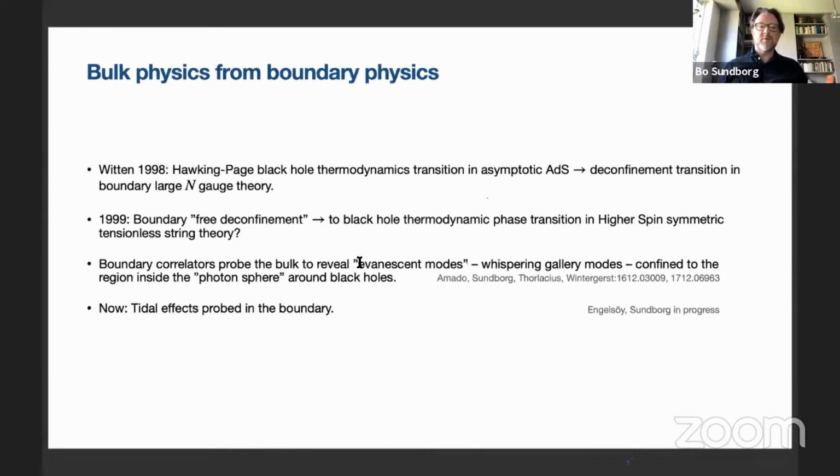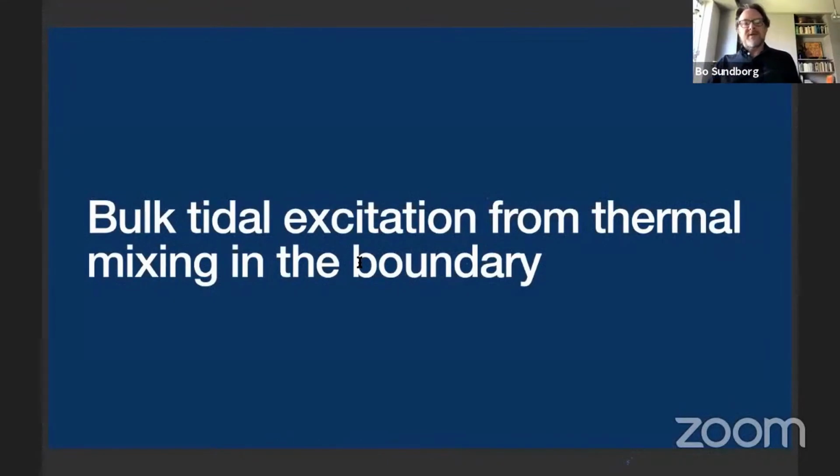And actual black holes, of course, will not have horizons because they radiate. But, you know, in some way, this physics should be reflected. One way that physics can be reflected of very strong gravity is that composite extended objects should be tidally excited. And this is the purpose of this study, investigating both tidal excitations from thermal mixing in the boundary.